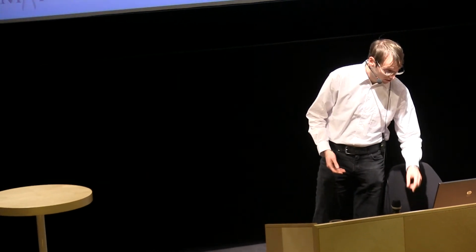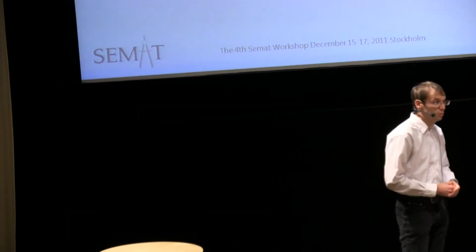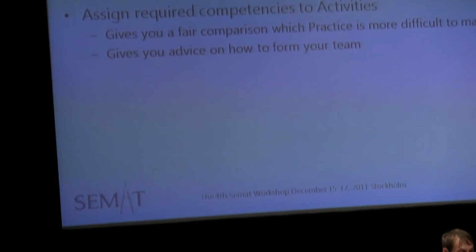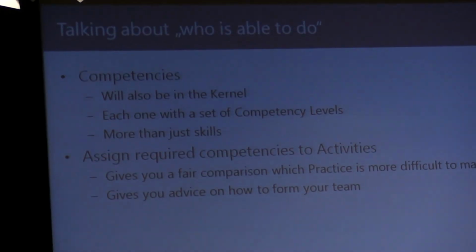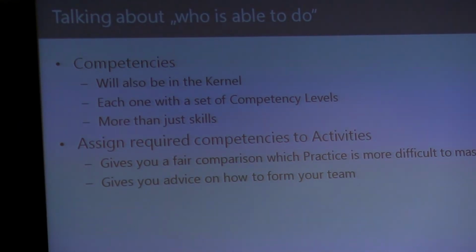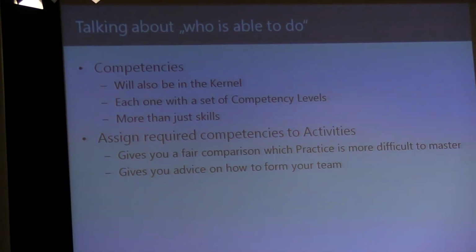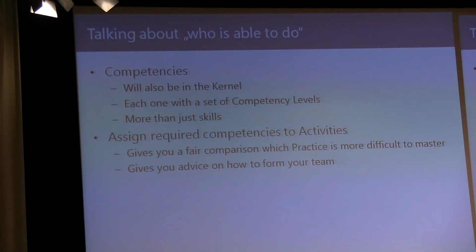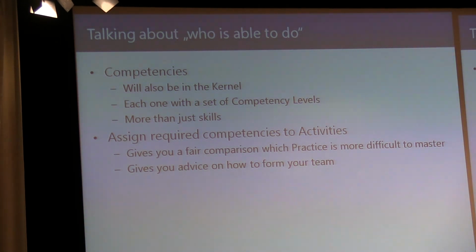And of course, you want to tell somebody not only what to do or which document to use, you want to make sure that this person can do it, or you want to find out what this person must be able to do. And you can add competencies. Again, competencies are something that is quite universal. And so they are in the kernel. And each competency has some competency levels, which is a little bit more than just skills. And you can assign required competencies, for example, to activities.